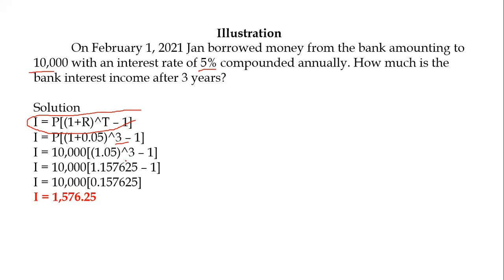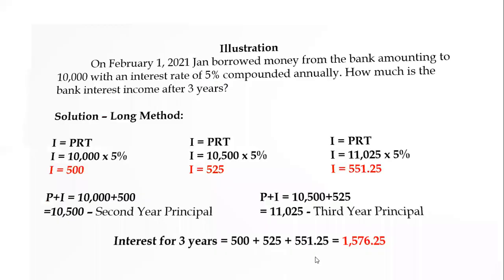But if you have a scientific calculator, just press 1.05 and then exponent 3. Alright? So ang lalabas dyan ay 1.157625, less 1 or minus 1. So magiging sagot na lang ay 0.157625 times 10,000, and then the final answer is 1,576.25. Okay, let's check kung parehas ba yung answer dun sa ating long method kanina.